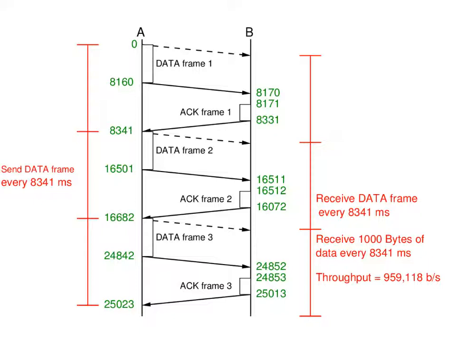The throughput, well, you'd see, we're sending one data frame every 10,321 microseconds. We're receiving one data frame at the same rate. Therefore, we're receiving the same 1,000 bytes of data every 10,321 microseconds. Someone can do the calculation, 1,000 bytes divided by that time, what's the throughput?